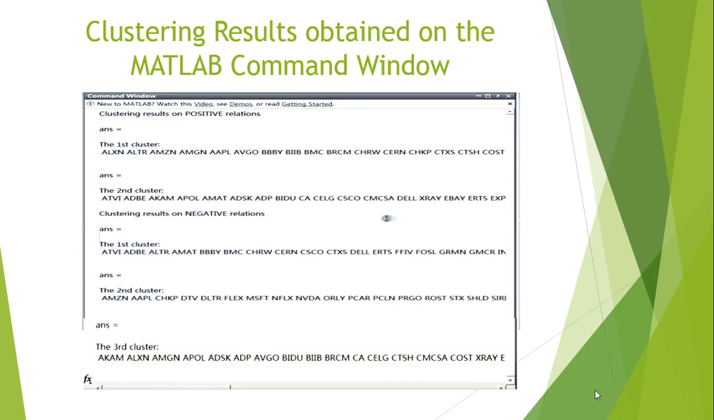So the MATLAB code was run and these clustering results were obtained on the command window. The positive relation correlation matrix has been seen to have 2 clusters and the negative one has 3 clusters.